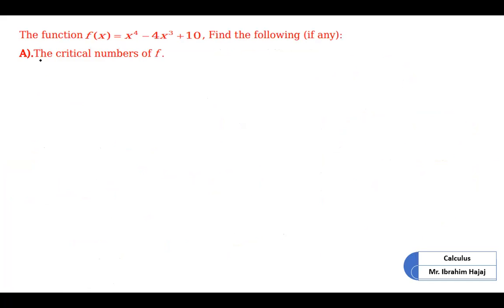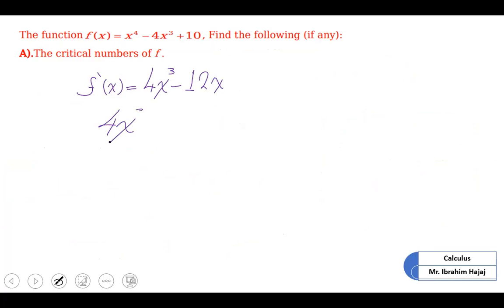Next question. The function f of x equals x to the fourth minus 4x cubed plus 10. Find the following, if any. Pay attention, guys, this is an important question. The critical numbers. All of you know how to find the critical numbers by finding f prime of x, which is 4x cubed minus 12x. Then take 4x cubed minus 12x and equate it to 0. Step 2 is to take 4x as a common factor, so we have x squared minus 3 equals 0.